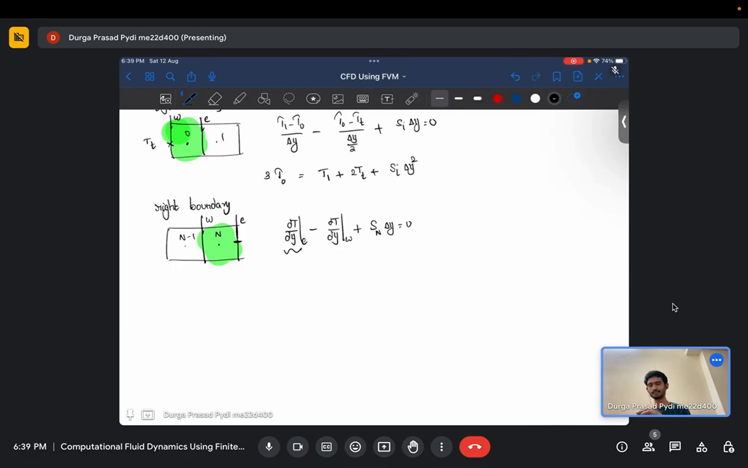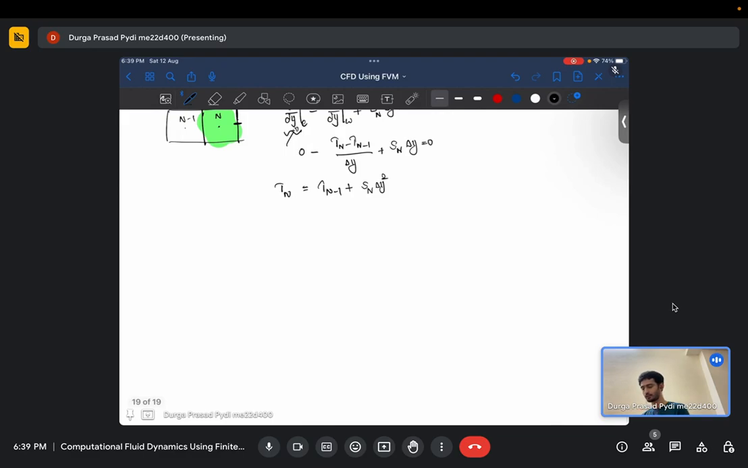In this particular case it is adiabatic on the bottom side, so essentially this term goes to 0. On the west face you will have tn minus 1 by delta y plus Sn times delta y equals 0. Tn is the unknown, since we are writing the equation for the nth cell, so I am just taking it to the left. So tn equals tn minus 1 plus Sn times delta y square. So this is on the right boundary.